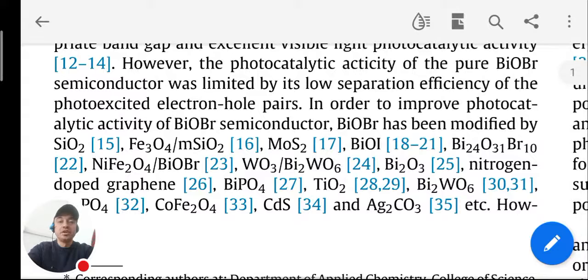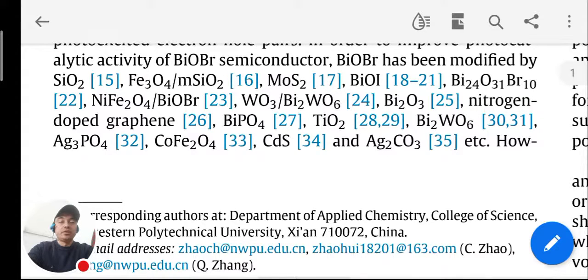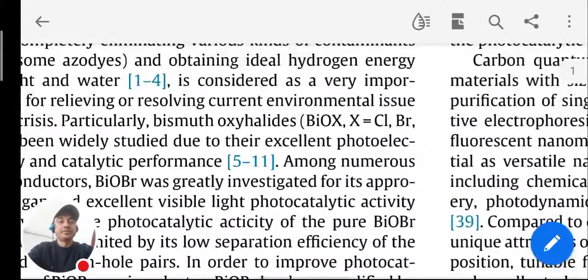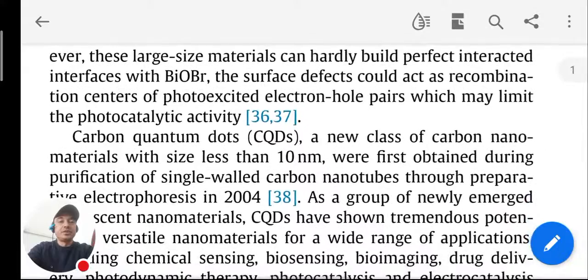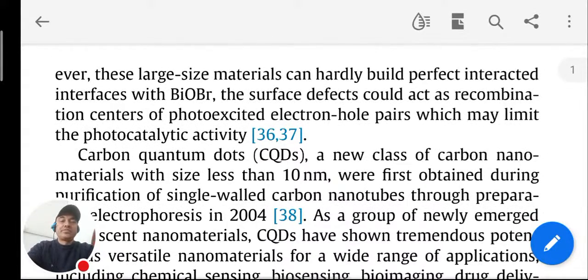In order to improve the photocatalytic activity, the BiOBr semiconductor has been modified by SiO2, Fe3O4, MoS2, BiOI, Bi24O31Br10, NiFe2O4, WO3, Bi2WO6, Bi2O3, nitrogen-doped graphene, BiOPO4, TiO2, Ag3PO4, CoFe2O4, CdS, H2CO3, etc. However, these large-size materials can hardly build perfect interfaces with BiOBr.